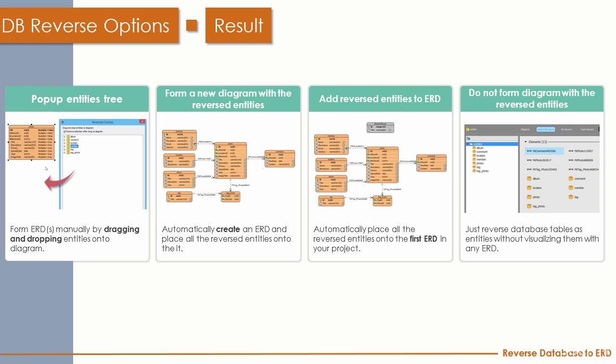Or you don't form any diagram, you just reverse it to the repository. Then you can drag and drop to the diagram later on. Regarding how to reuse the elements in the model repository in the diagram, you can refer to the Visual Paradigm essential online training course.